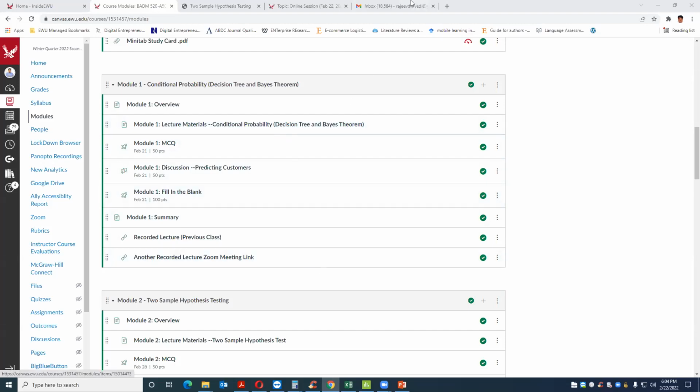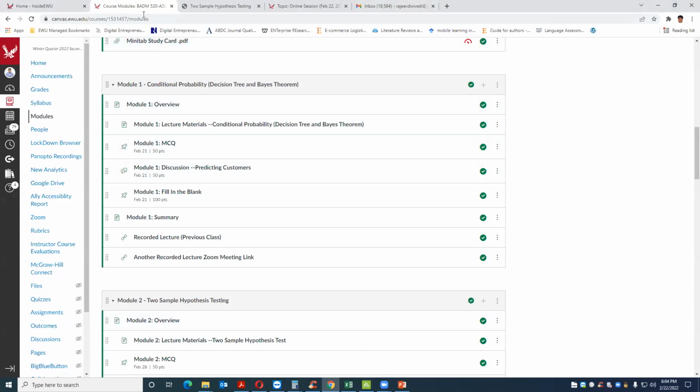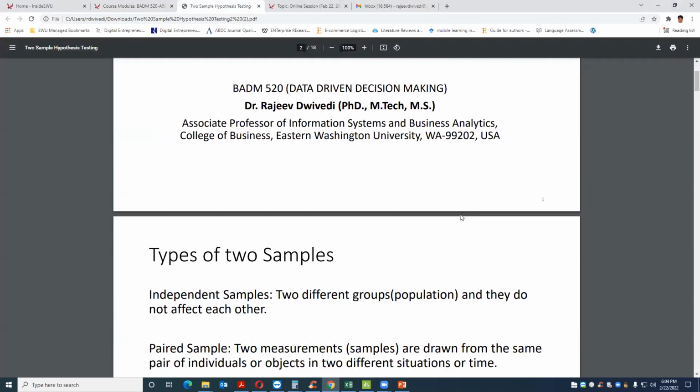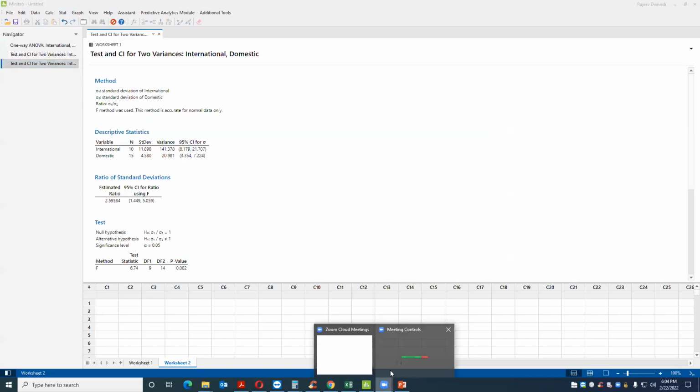Now I'm going to explain two sample hypothesis testing. Now we are going to start with, what is two sample hypothesis testing? Let's start with a very simple concept, and I'm just going to start on the whiteboard. A hypothesis is nothing but a simple assumption or a statement that you would like to prove using data, using statistics.